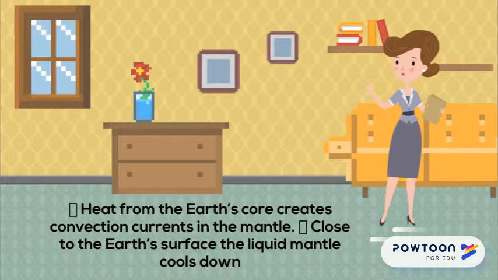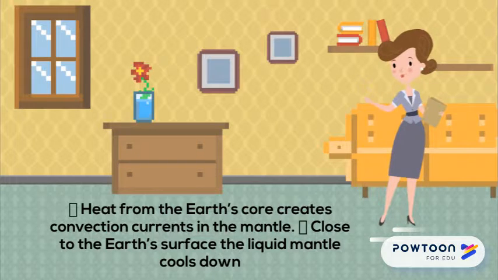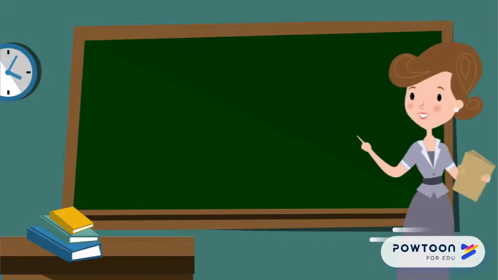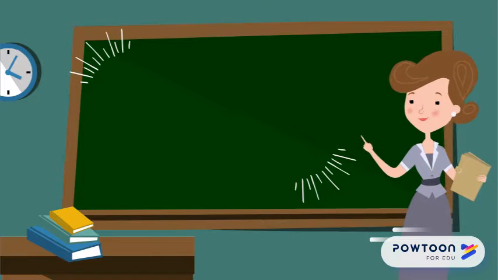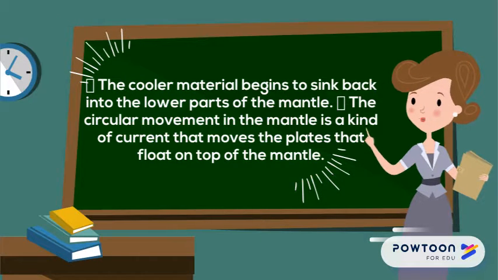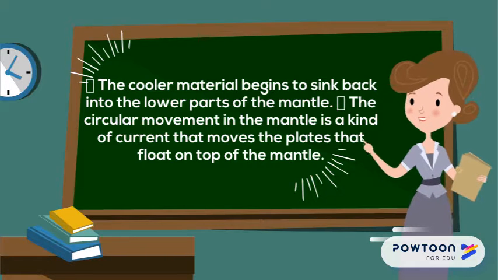1. Heat from the Earth's core creates convection currents in the mantle. 2. Close to the Earth's surface, the liquid mantle cools down. 3. The cooler material begins to sink back into the lower parts of the mantle. And lastly, the circular movement in the mantle is a kind of current that moves the plates that float on top of the mantle.